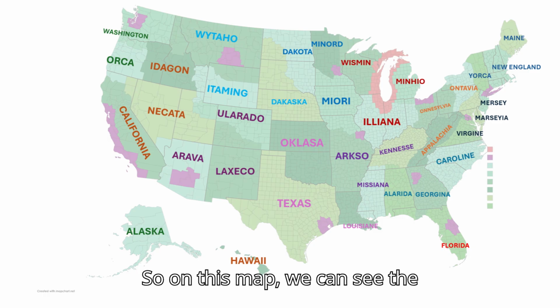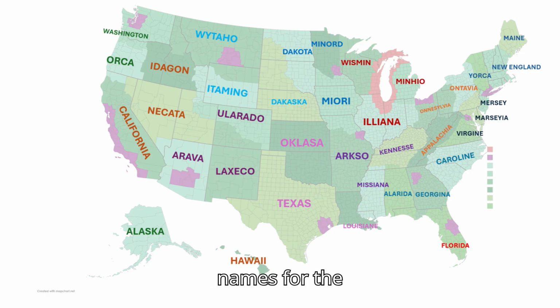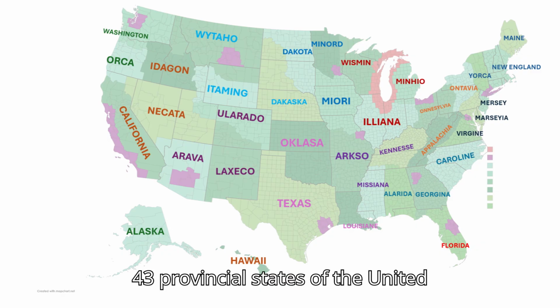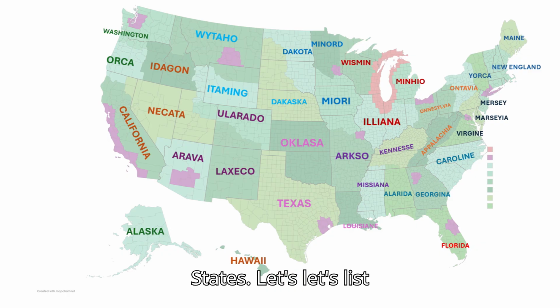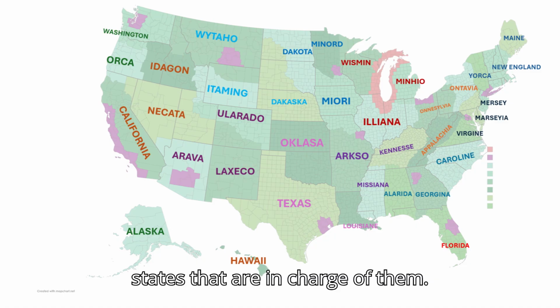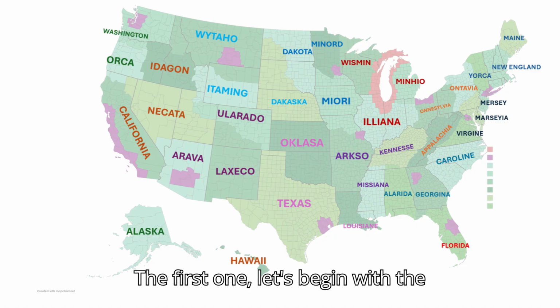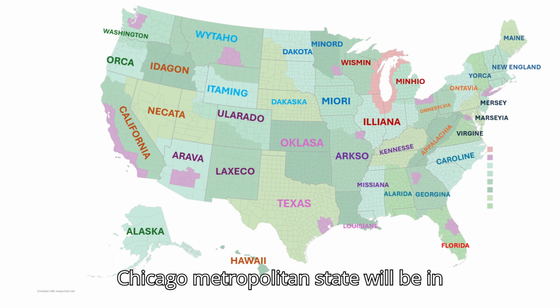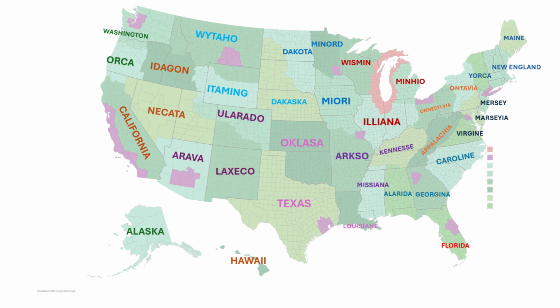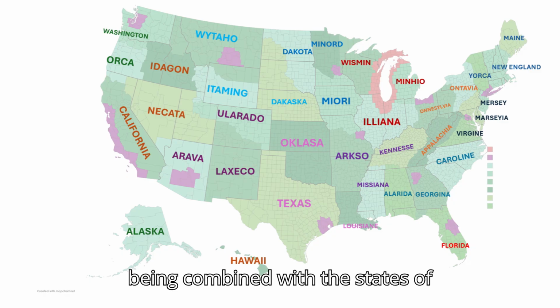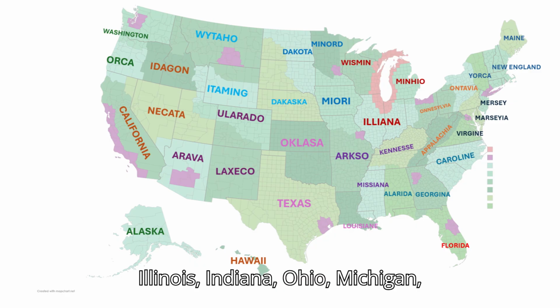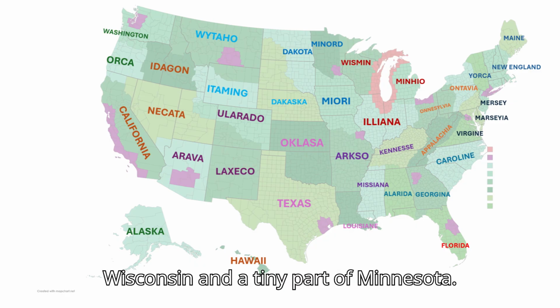So on this map, we can see the names for the new 43 provincial states of the United States. Let's list them off by the metropolitan states that are in charge of them. Let's begin with the Chicago metropolitan state, which will be in charge of the following three states: Indiana, Wismin, and Menhill, being combined with the states of Illinois, Indiana, Ohio, Michigan, Wisconsin, and a tiny part of Minnesota.